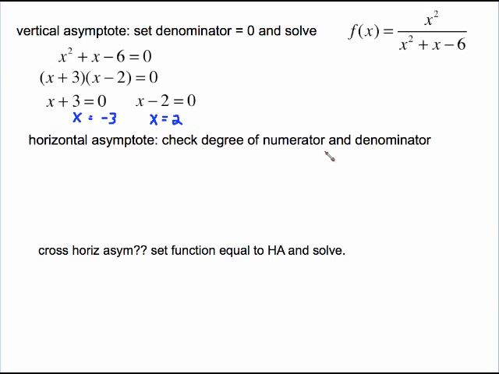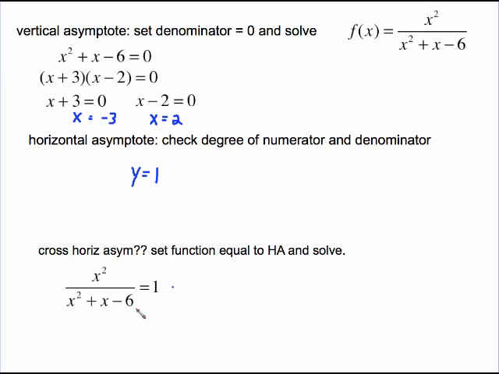Horizontal asymptote, we just need to look at the degrees. The degree in the numerator is 2. The degree in the denominator is 2. This is a situation where the degrees are equal, which means we need to now look at those coefficients. And we're just going to take the ratio of those coefficients. Well, 1 over 1 is just 1.